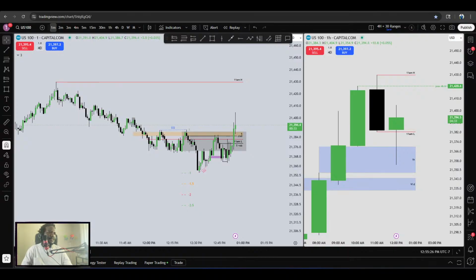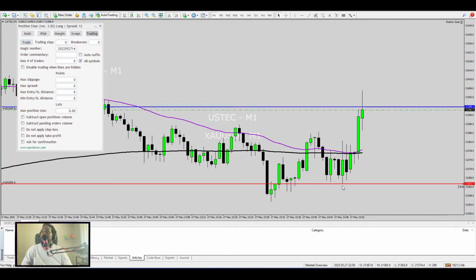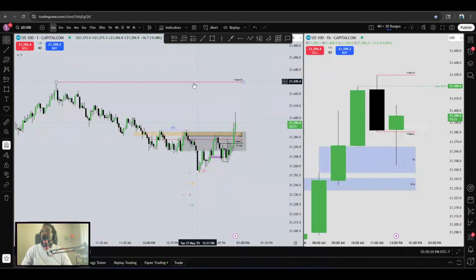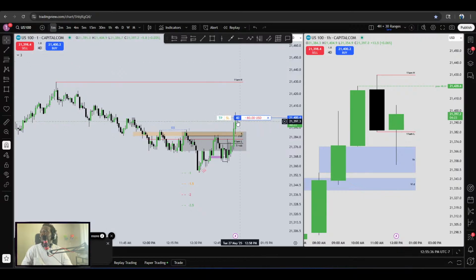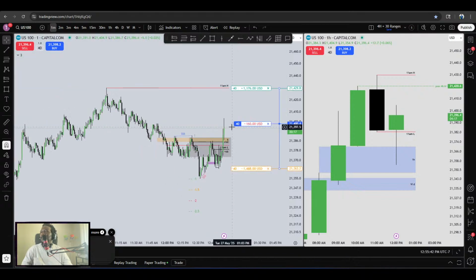Okay. Oh, it's on this side. So I took that trade. My stop loss is way down here. So let me represent it on this side as well. My stop loss is just down here. So I don't know. What are we making out of this? Ugh, nothing.